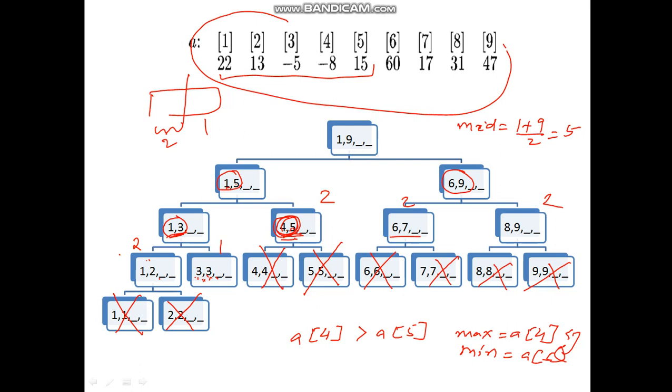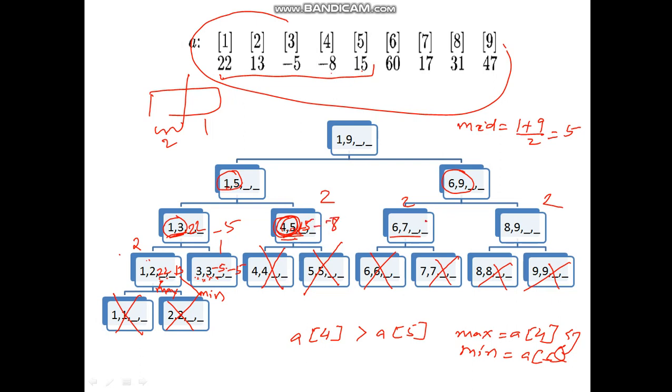So in between 1 and 2, what is the max? Let us say the first variable is max and the second variable is min. Out of 1 and 2, maximum is 22, I will put it here, and minimum is 13. Over here 3 to 3, maximum is minus 5, minimum is minus 5 because there is only one element. Again we compare maximum with maximum, it becomes 22 over here, and minimum with minimum, it becomes minus 5 here. Similarly over here 4 to 5, maximum is 15 and minimum is minus 8.